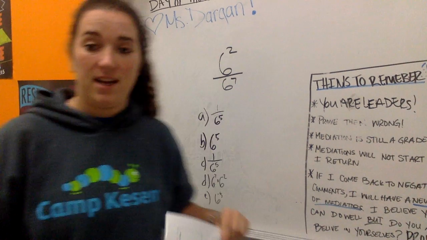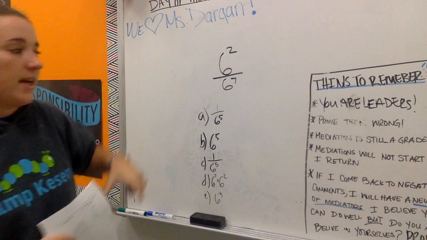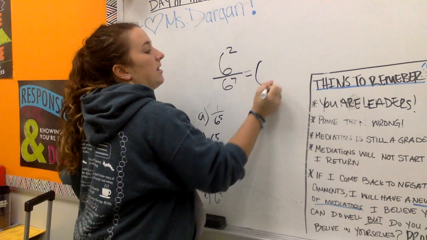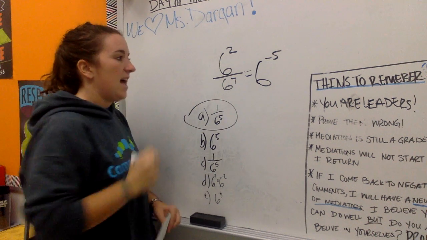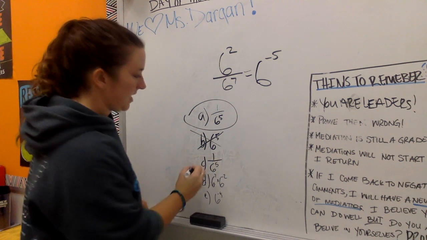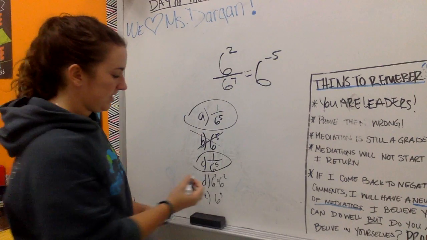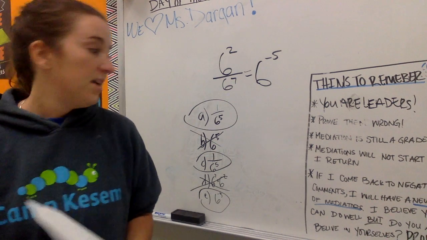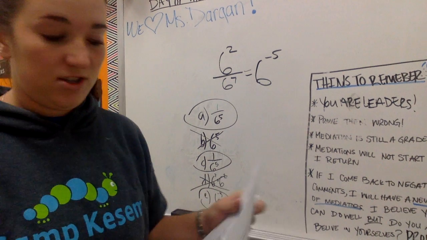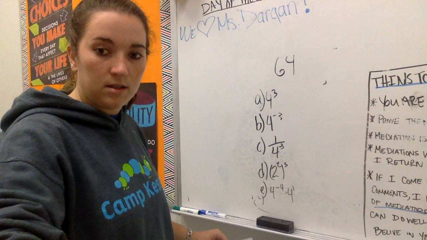For this problem right here, I am dividing, so what can I do with the exponents? Subtract. This is 6 to the negative 5th. Going through my answer choices, A is correct. B is not correct. C, correct. D is not correct. E is correct. So the answers are A, C, and E. Try the next problem, and we'll go over it together.